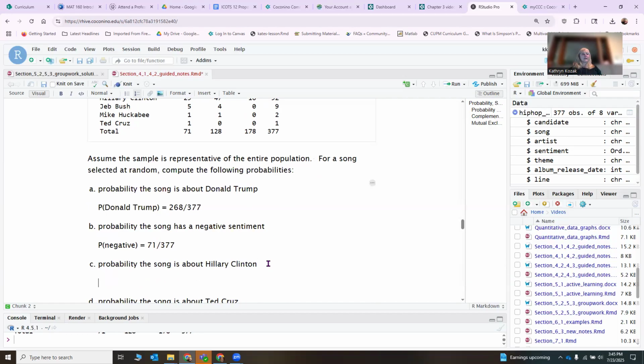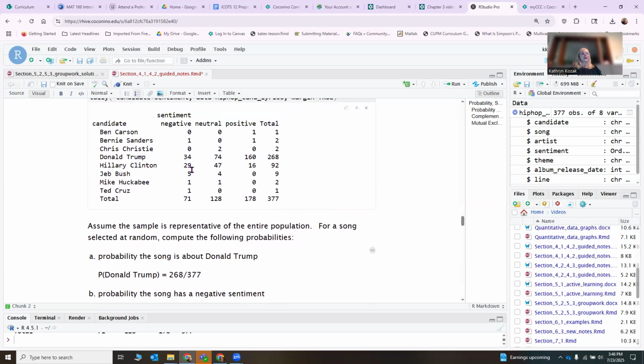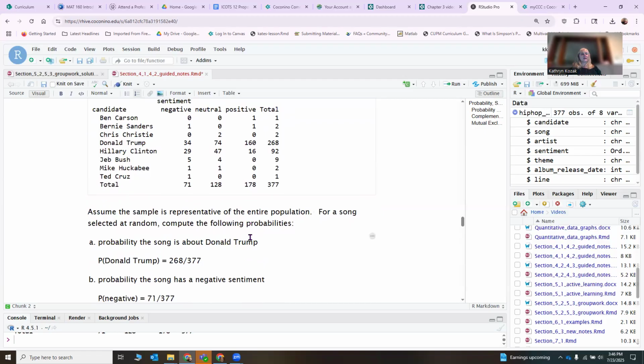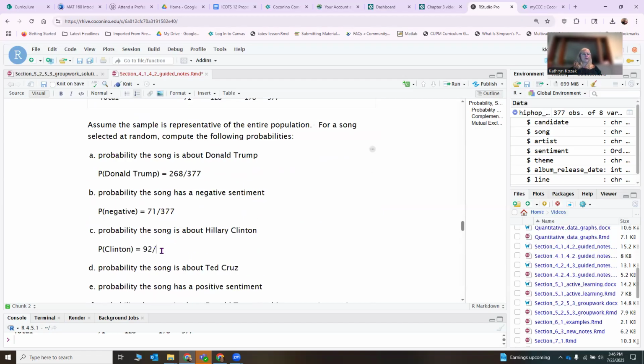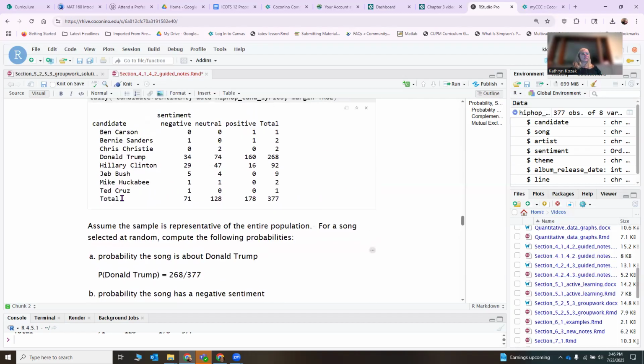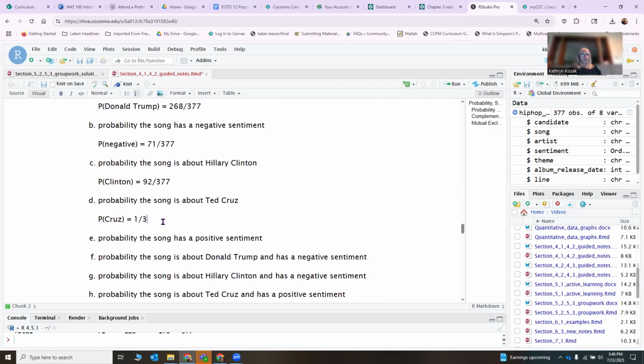What's the probability the song is about Hillary Clinton? So that would be 92 songs about Hillary Clinton out of 377. So 92 out of 377. And again, I haven't calculated them, but I can see that this is much smaller than the songs about Donald Trump. Probability the song is about Ted Cruz. So coming up here to Cruz, there was one song about Ted Cruz. So that'd be 1 out of 377.